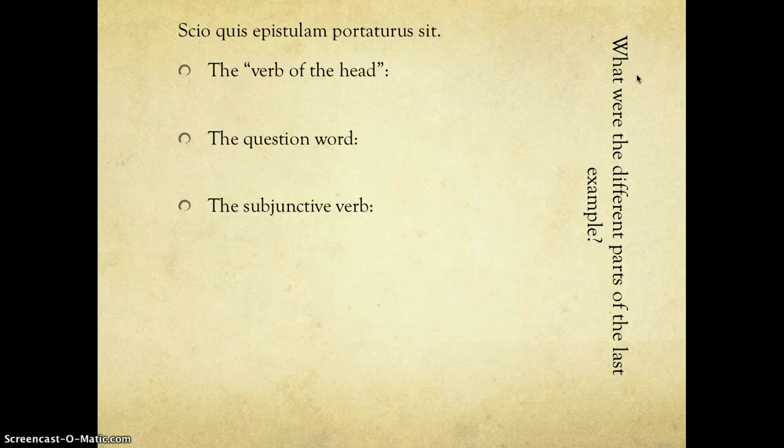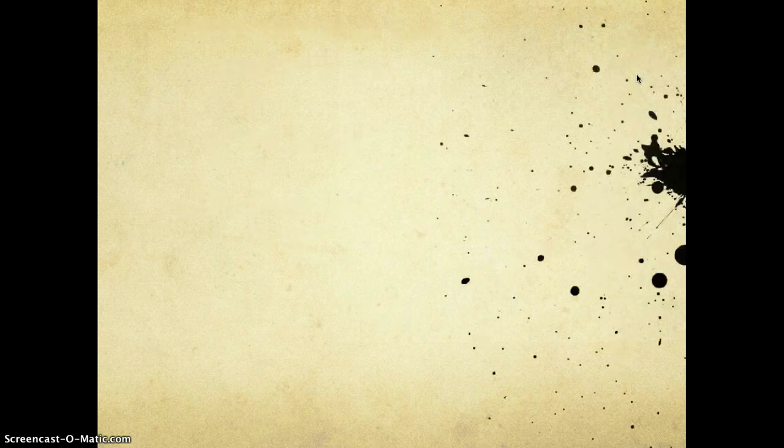The answer you should have gotten for a verb of the head is scio, meaning I know. For the question word, quis, meaning who. And for the subjunctive verb, portaturus sit, meaning he will carry. Now, are you able to put it all together? For the first, I know, or scio, quis, meaning who, and then portaturus sit, will carry.